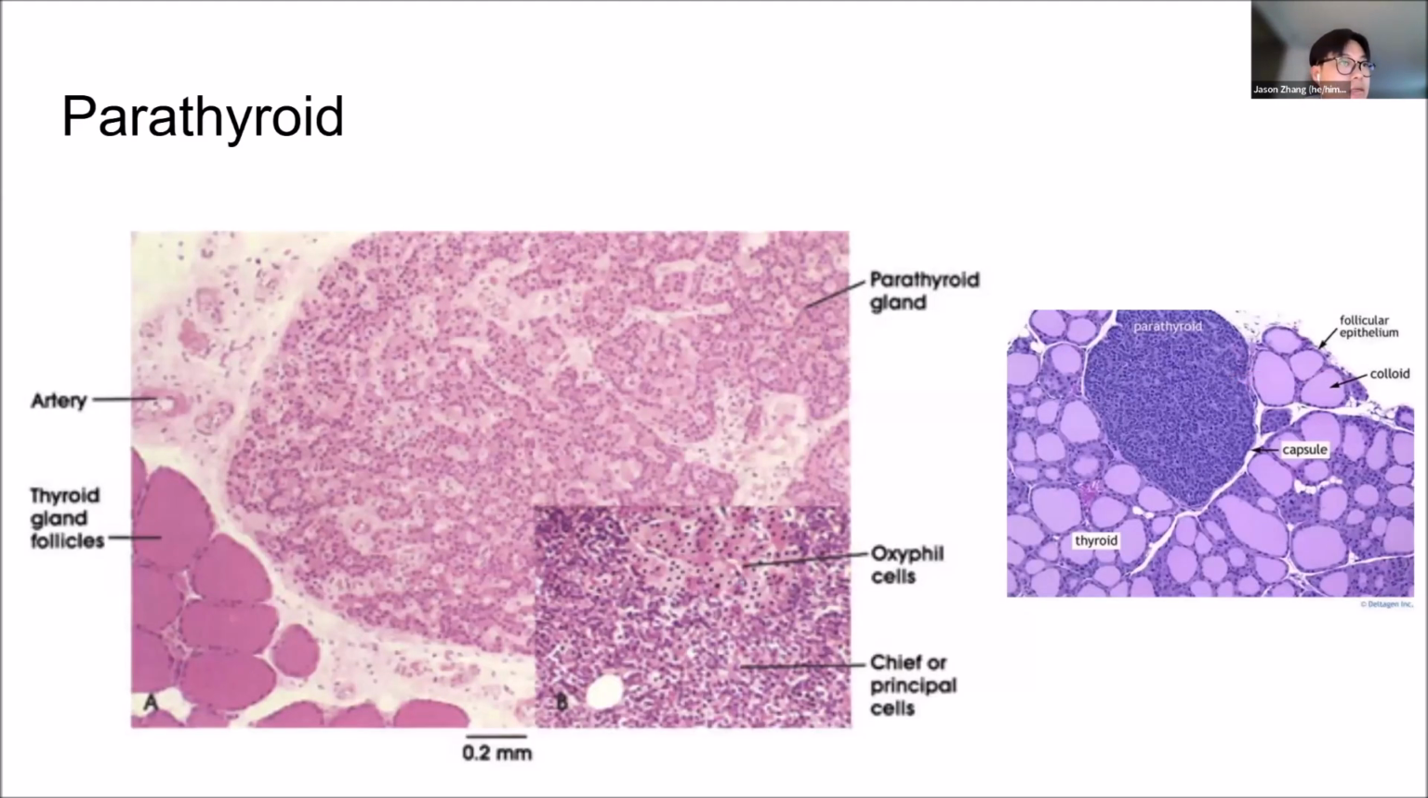And then the parathyroid here, it'll be interspersed within thyroid tissue. And you have oxyphil and chief cells. So does anyone know what chief cells are used for in the parathyroid? I think I heard parathyroid hormone. That is correct. They secrete parathyroid hormone. And then oxyphil cells, I believe they still haven't quite figured out what they do, but they are a little bit more eosinophilic, and they're really interspersed within the parathyroid.